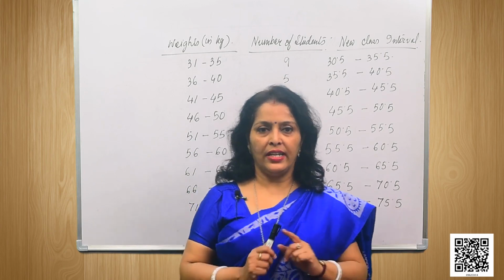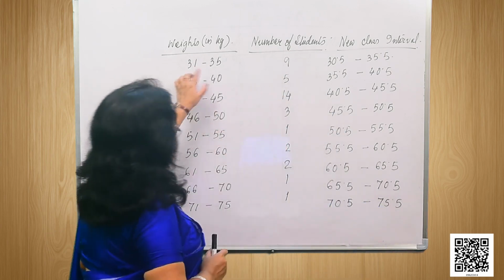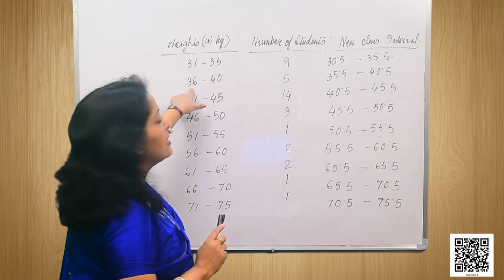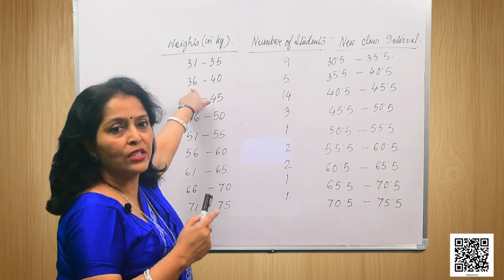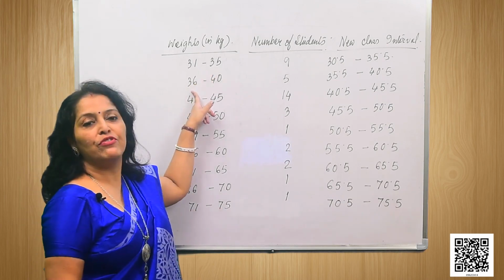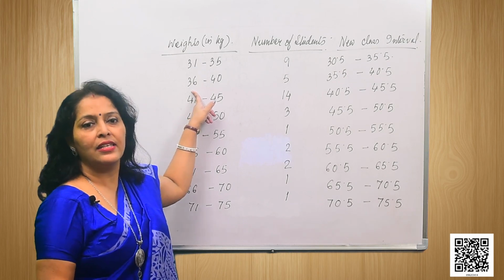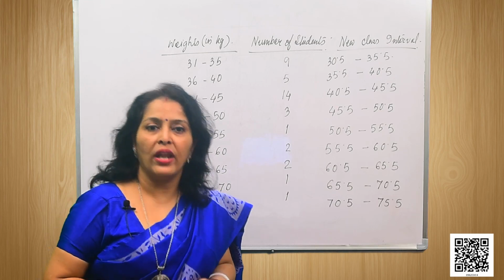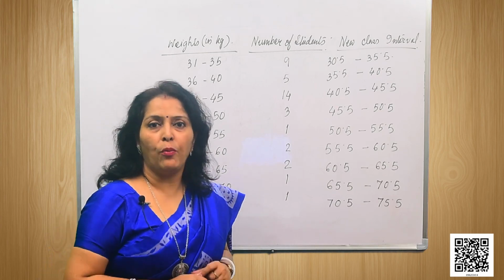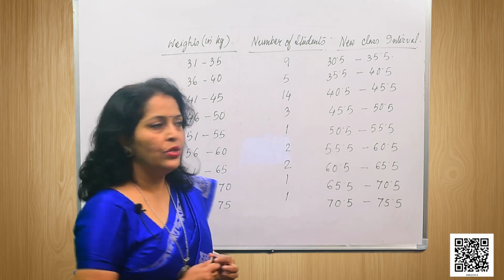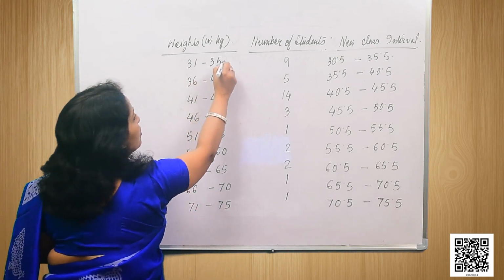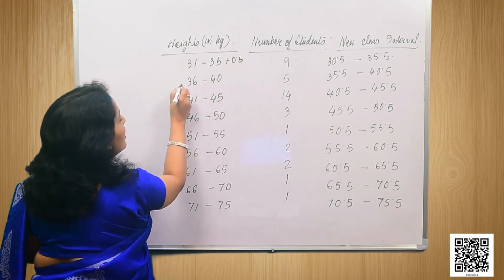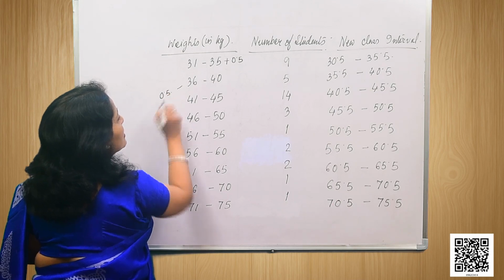Now the system for that is such that here we have the number 35 as the upper limit of the previous class and the number 36 as the lower limit of the next class. To fill up the gap between this 35 and 36, see, the difference between 35 and 36 is 1. So the middle value will be 0.5, or we can say 1 by 2. So what I do is I add that 0.5 on this side and subtract that 0.5 from this side.